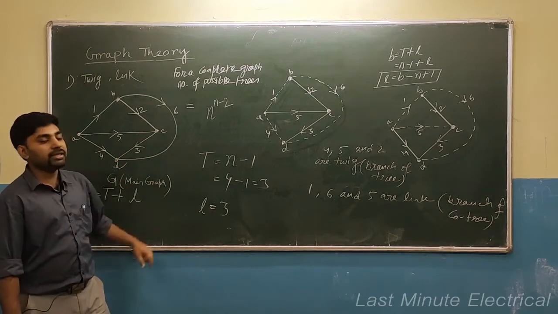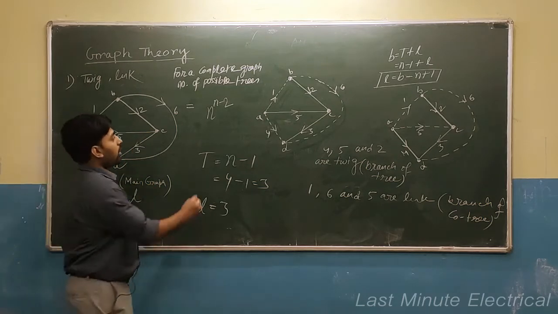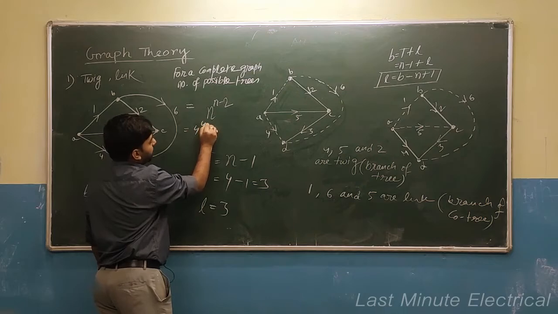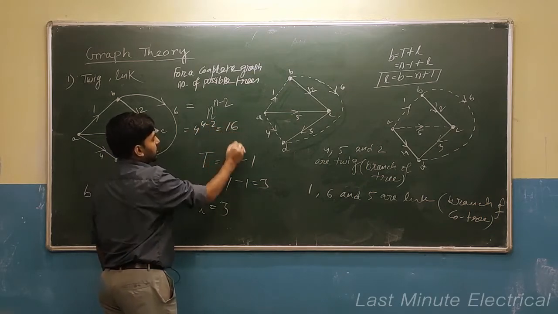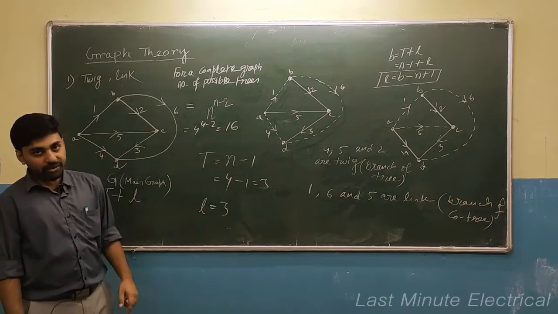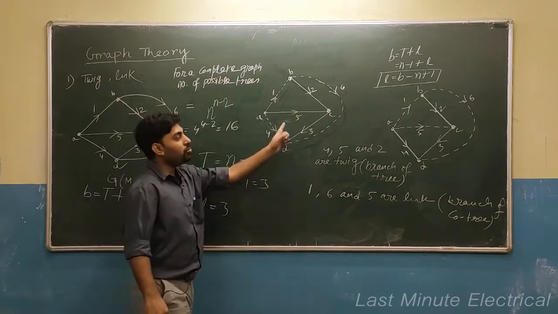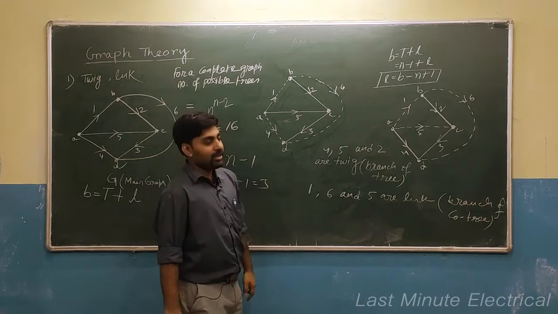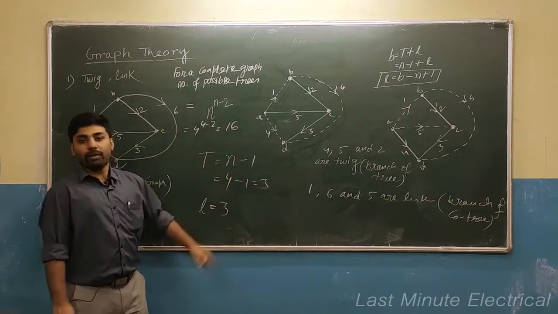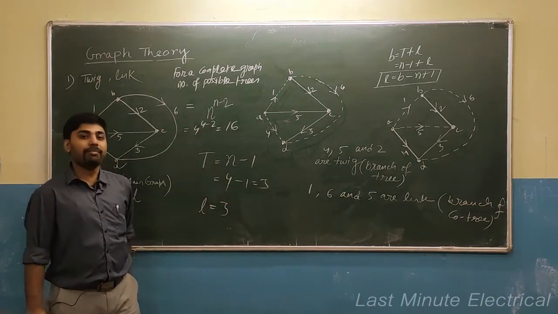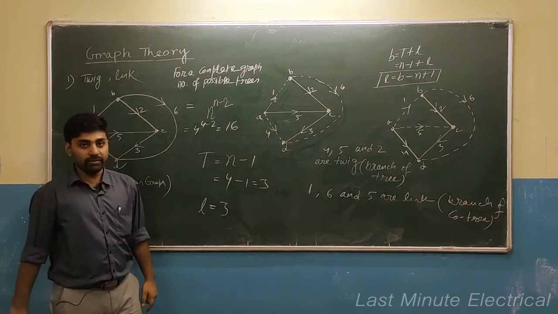So how many nodes are present in that complete graph? 4. So how many trees are possible? 4 to the power 4 minus 2, that is equal to 16. So 16 trees are possible, out of which only 2 I have drawn here. So this formula is only applicable for a complete graph.